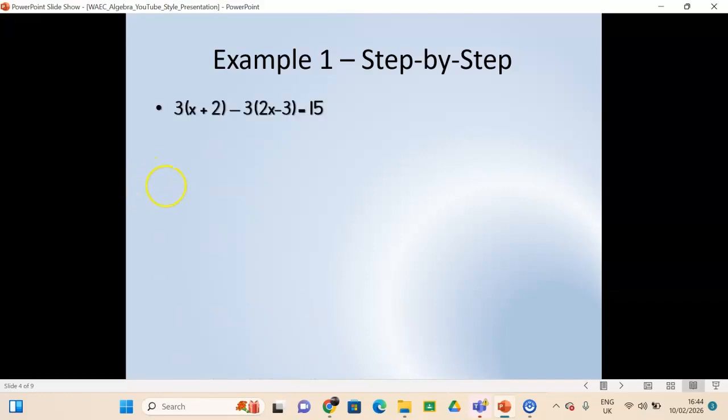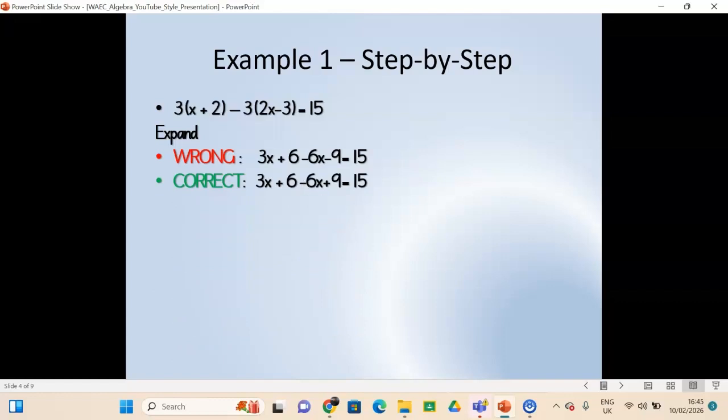And let's look at this also. Now let's take this example step by step. So we have 3 bracket x plus 2 minus 3 bracket 2x minus 3 to be equal to 15. Look at what so many students will do. A lot of students will do this. Look at it yourself. Don't you think you also do this? 3x plus 6 minus 6x minus 9 equal to 15.